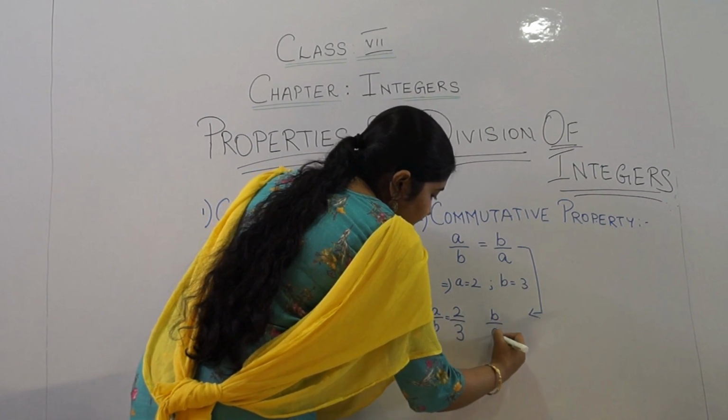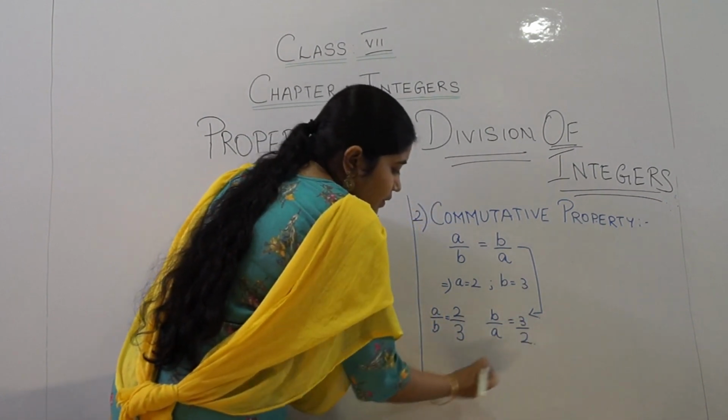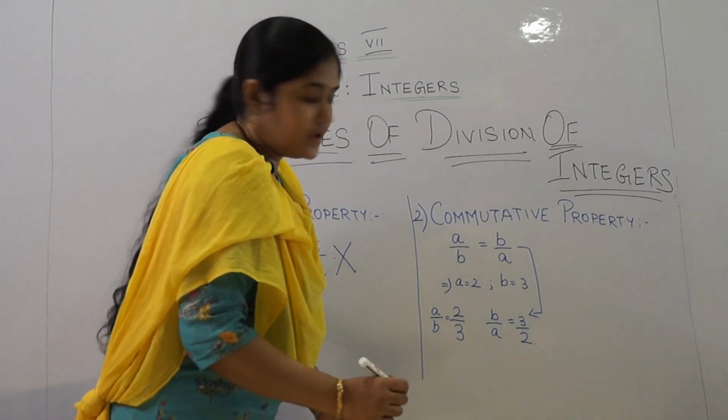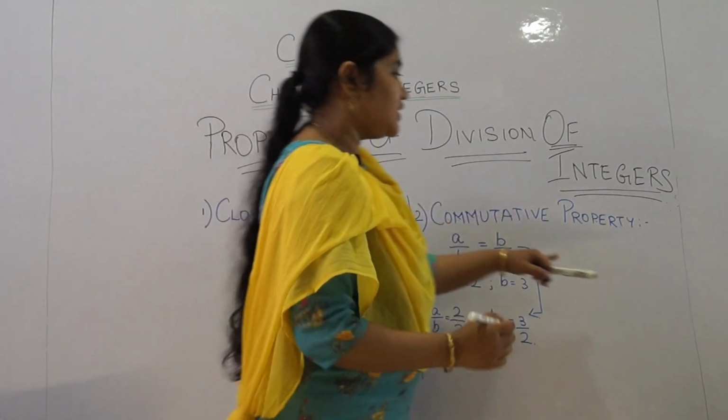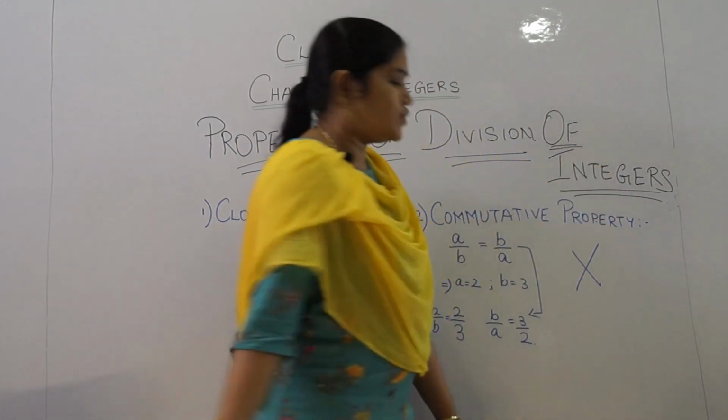and b by a is nothing but 3 by 2. Are they both equal? No, they are not equal. So we can say that commutative property also does not hold good in division of integers.